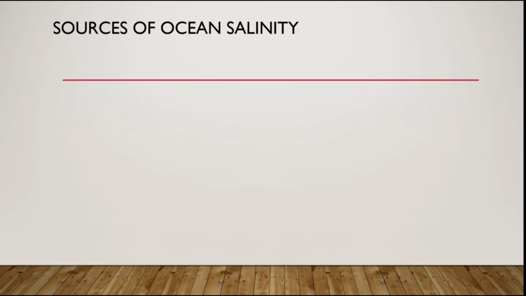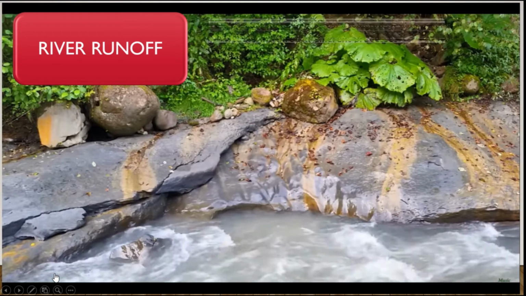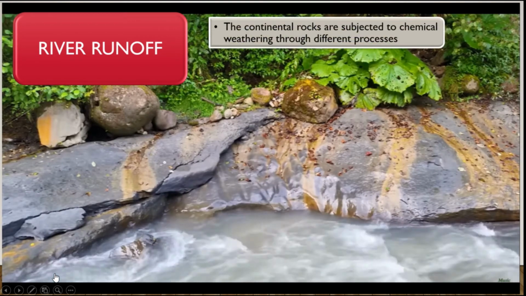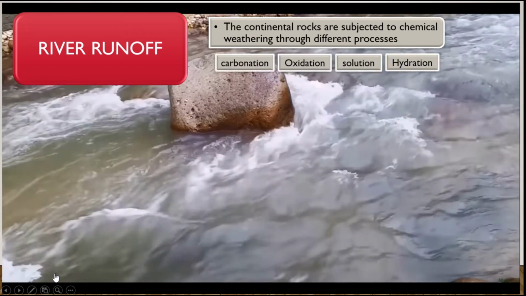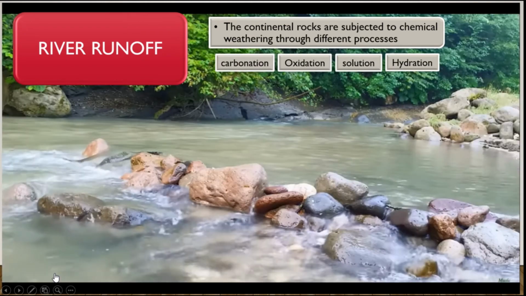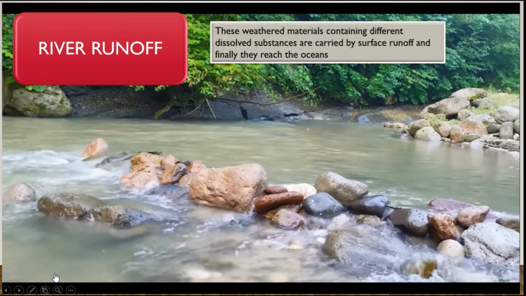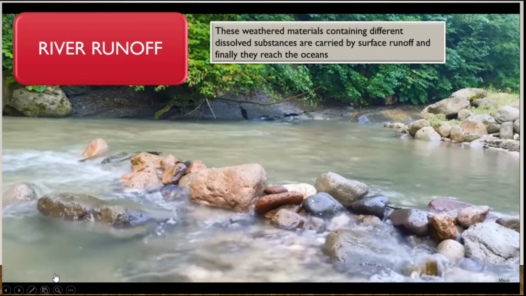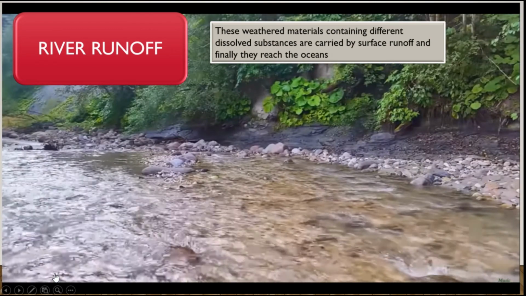Now let's have a look into the major sources of ocean water salinity. First one is the river runoff. The continental rocks are subjected to chemical weathering through different processes such as carbonation, oxidation, solution, and hydration. These weathered materials containing different dissolved substances are carried by surface runoff and finally they reach the oceans.